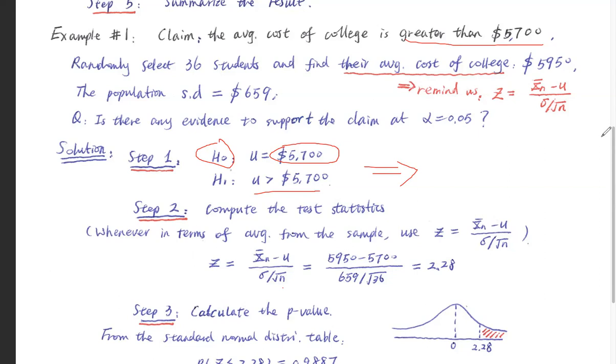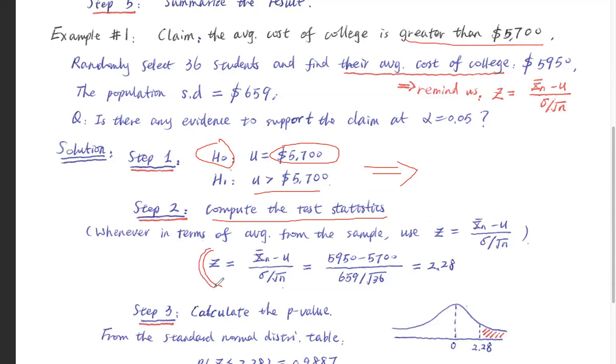Now, step number 2. We want to do some calculation, the test statistic. Which formula are we using? We call this the z-statistic. You probably have seen that before, I think. Did you see that before, everybody? This formula here, this one.